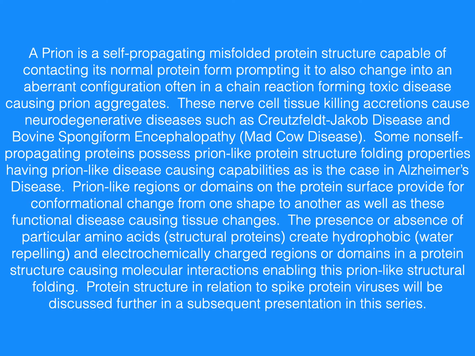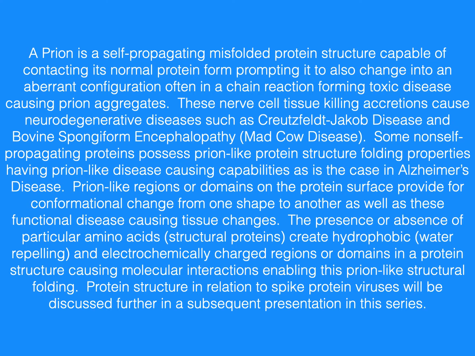A prion is a self-propagating misfolded protein structure capable of contacting its normal protein form, prompting it to also change into an aberrant configuration, often in a chain reaction forming toxic disease-causing prion aggregates. These nerve cell tissue-killing accretions cause neurodegenerative diseases such as Creutzfeldt-Jakob disease and bovine spongiform encephalopathy.